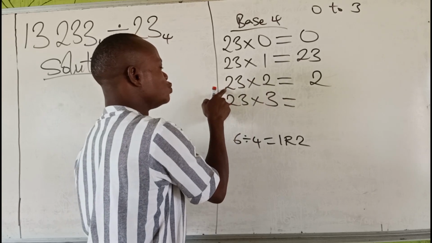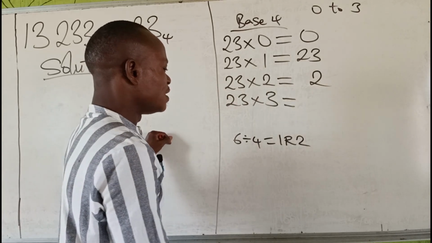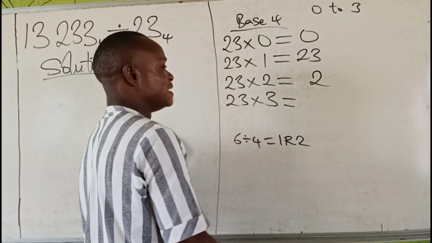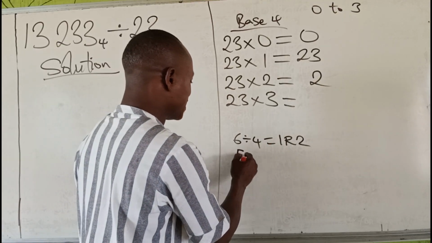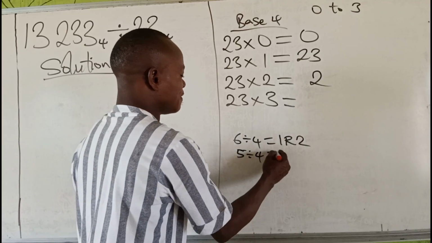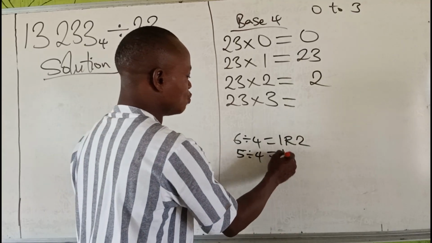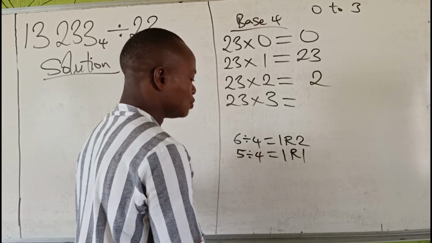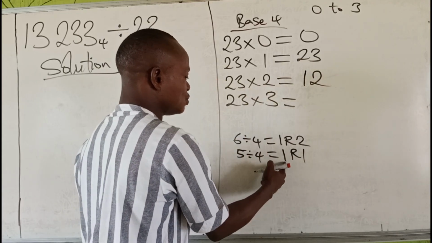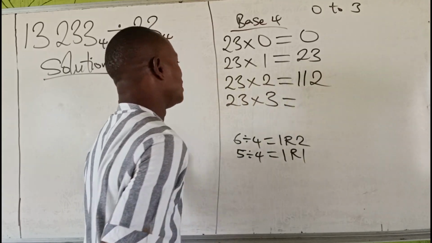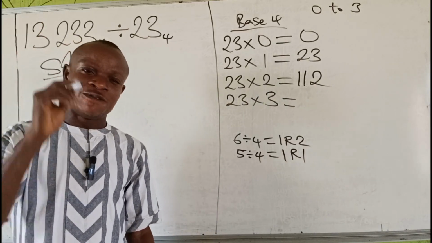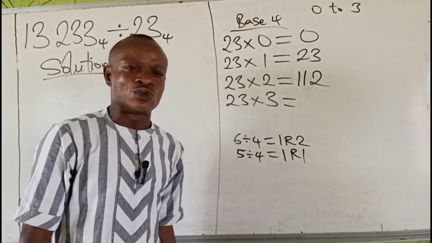Now, 2 times 2 gives us 4. The 4 plus the 1 that is here is 5. We divide the 5 by 4 because we can't have 5 in base 4. 5 divided by 4 gives 1 remainder 1. We write down the remainder 1. Nothing here to multiply again, so this other one comes over here. That means 23 times 2 in base 4 is 112.